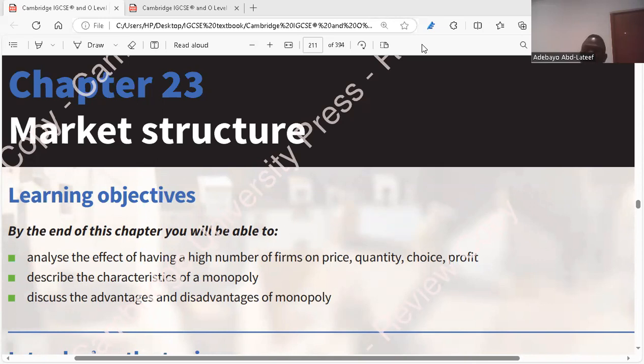So we go to chapter 23, market structure. When we talk about market structure, we're talking about the characteristics that exist, or the things that exist in the market, the features that exist in the market. That is what we call the market structure, how the market is being set up. What are those things that the market entails? That's what we call the market structure.